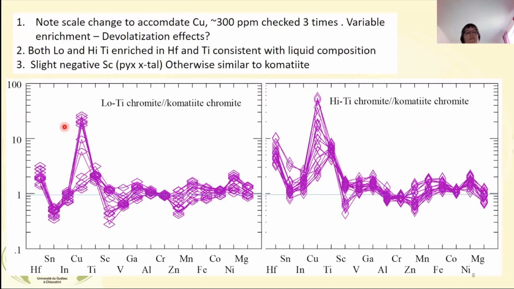I'm wondering if it's something to do with the devolatilization of the magma. Anyway, at the moment, it doesn't matter for our current purposes. So both the low and high titanium Pickrites are enriched in hafnium and titanium, particularly titanium in the high ones. Many of them have negative scandium anomalies indicating the presence of pyroxene crystallization. But overall, their patterns are not that dissimilar to a Komatiite.